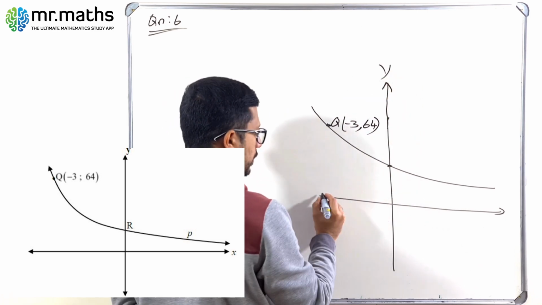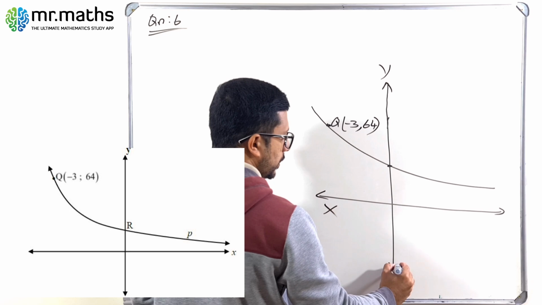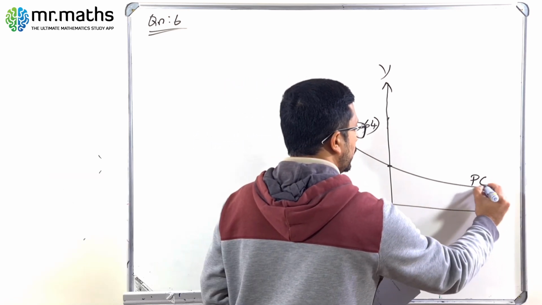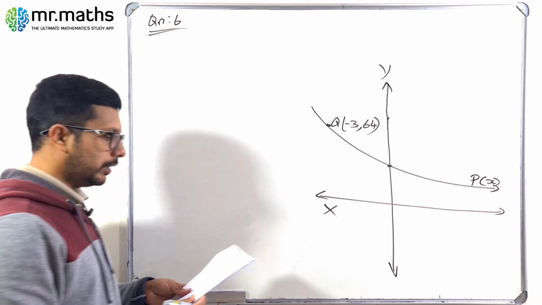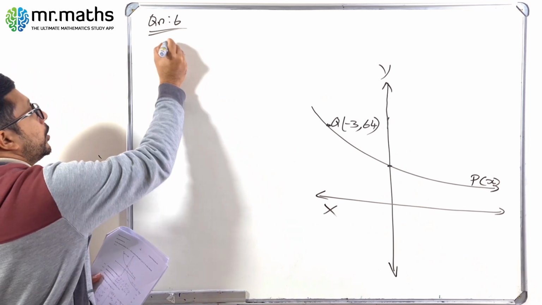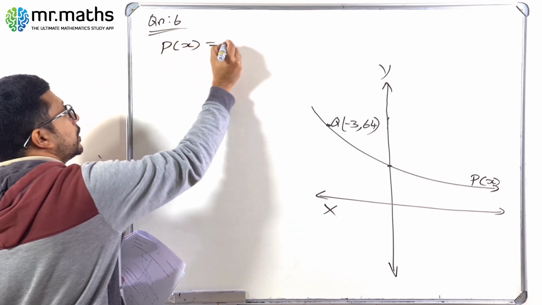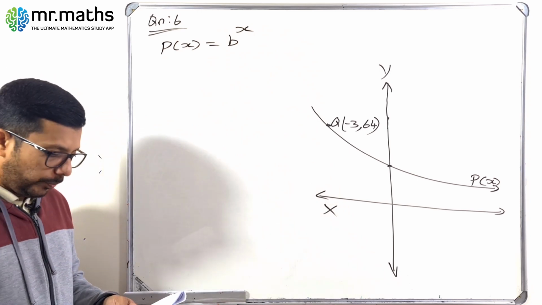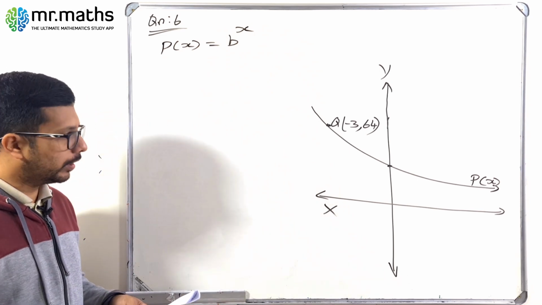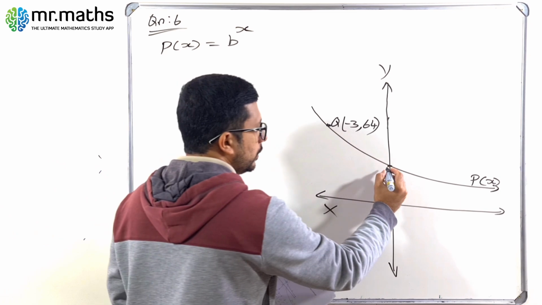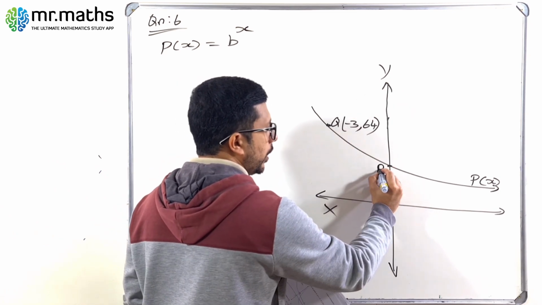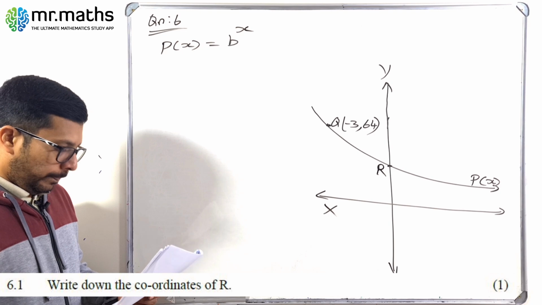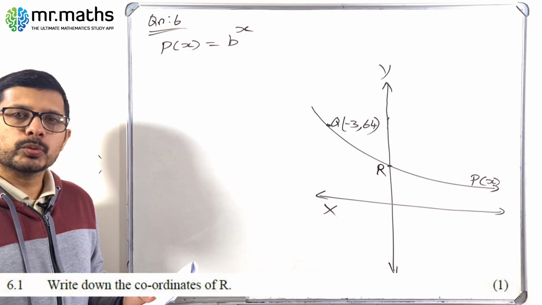This is the y-axis and this one is the x-axis. And this is our graph p(x), and here it is given that the equation of p(x) is equal to b raised to x. Based on this, this point on the y-axis is the y-intercept, and they call it point R. Now let's start 6.1.